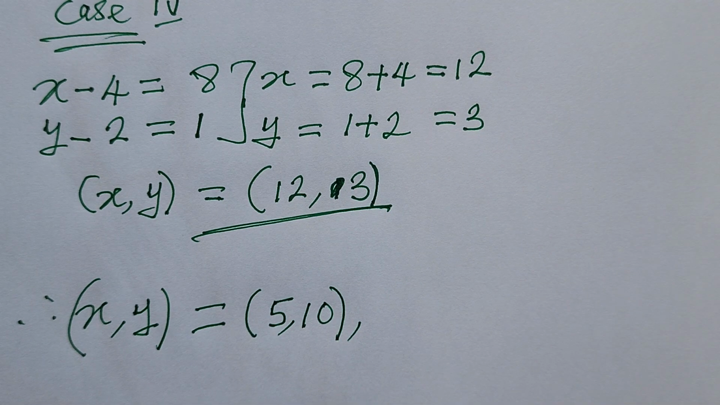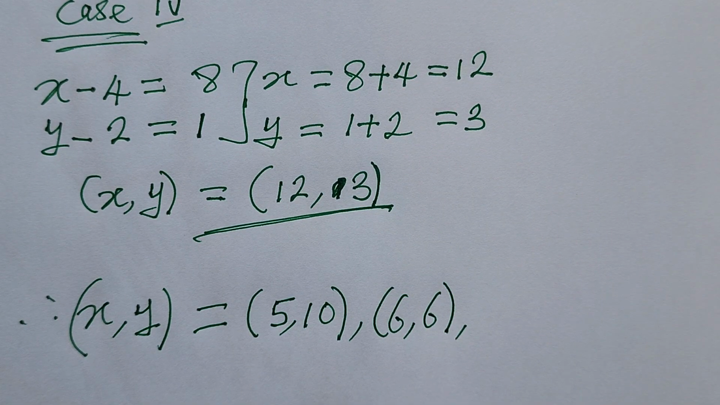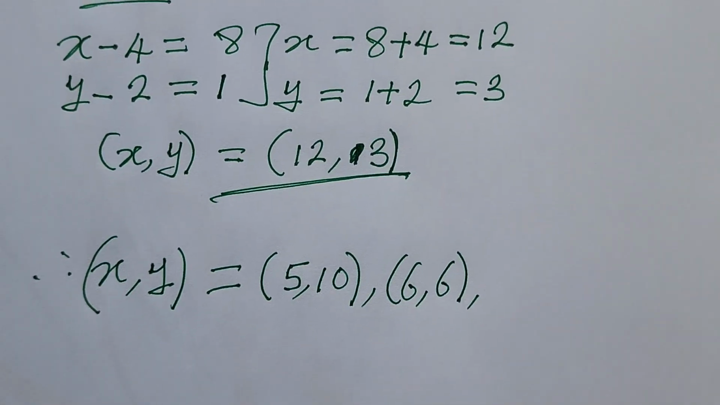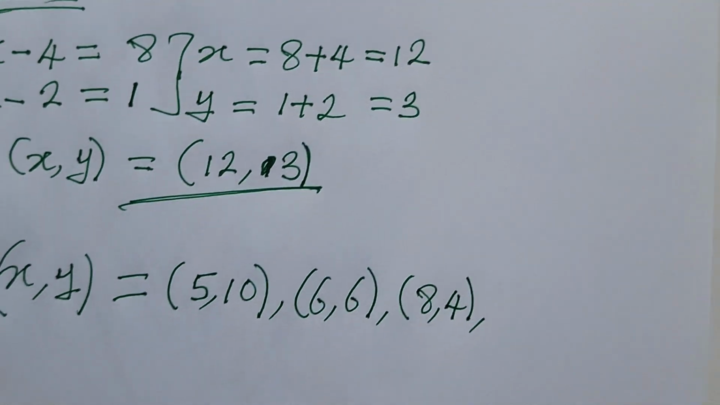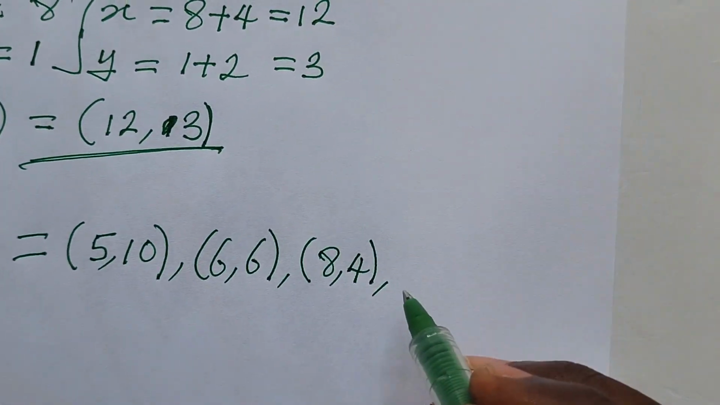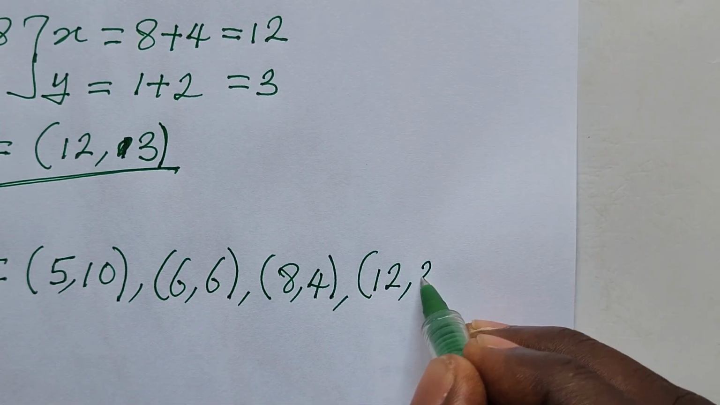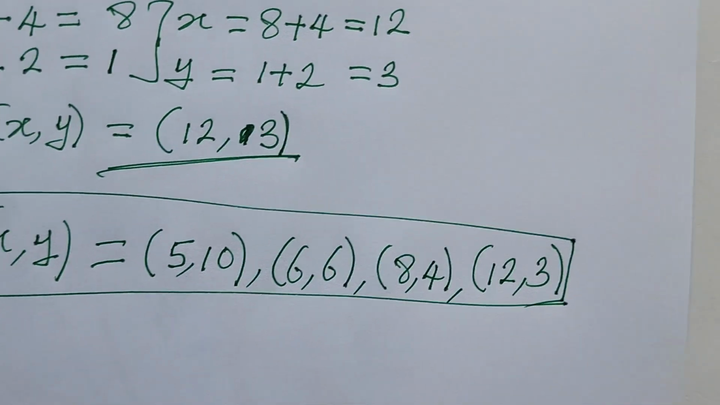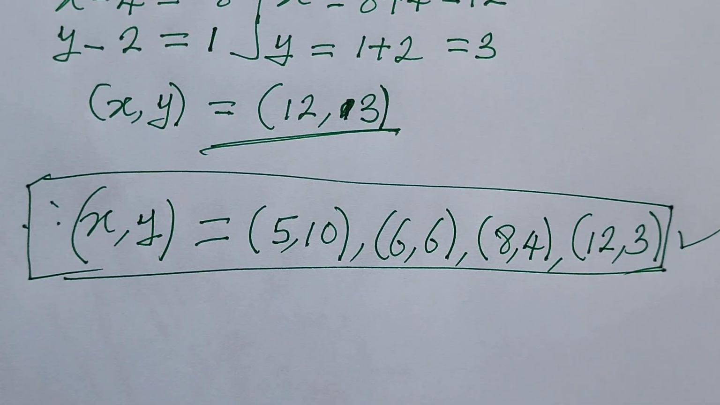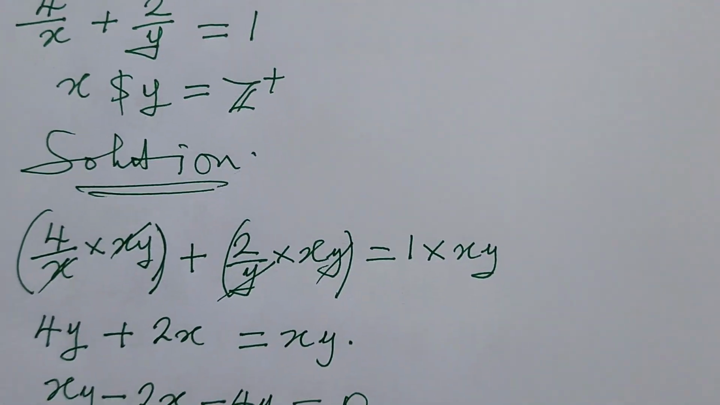And what is our case 2? Our case 2, we have 6, comma 6. Then our case 3, we have 8, comma 4. And lastly, our case 4, we have 12, comma 3. These are the pairs of x and y that will satisfy our original equation so far.